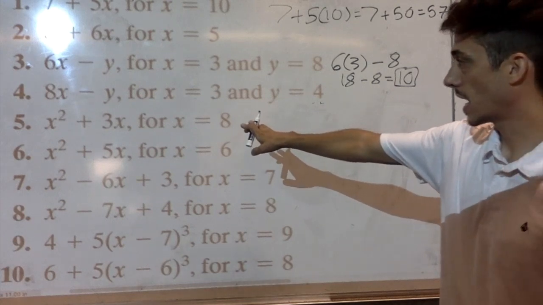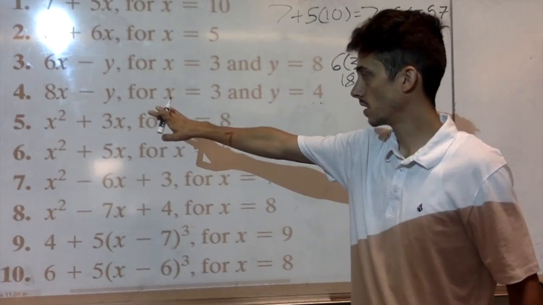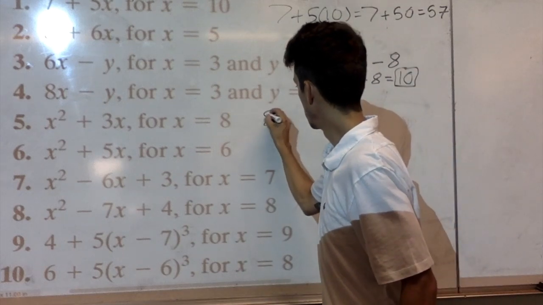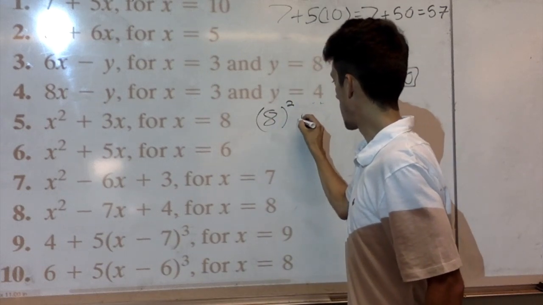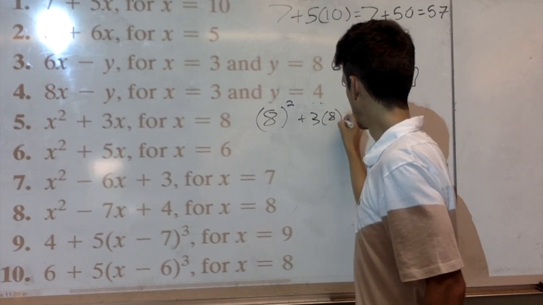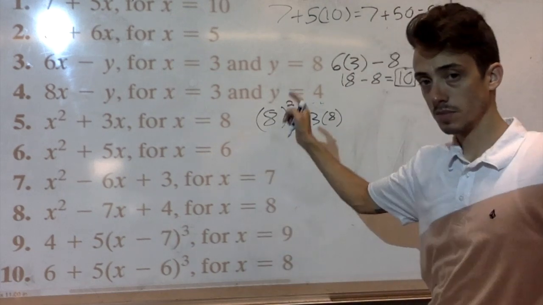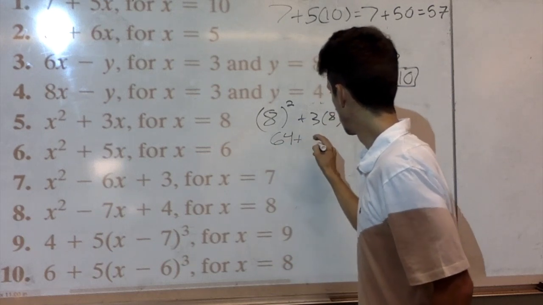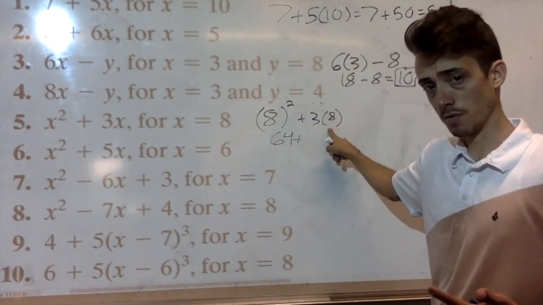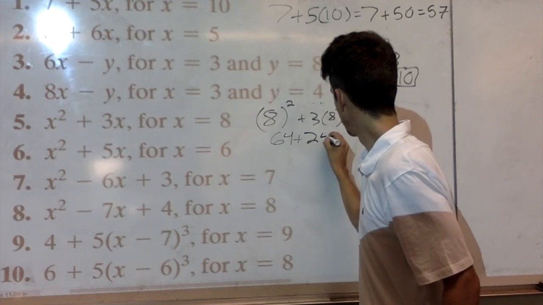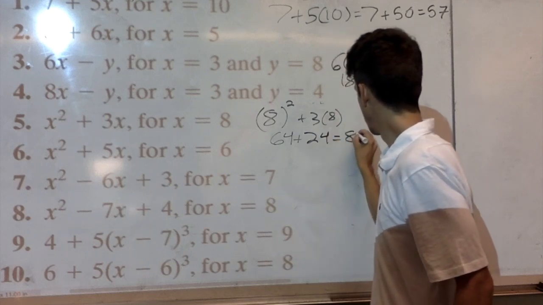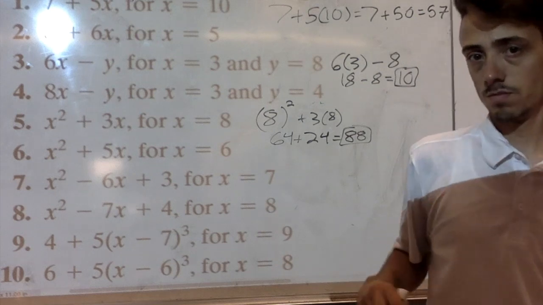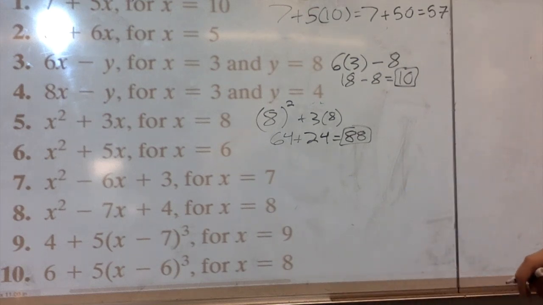For the next one, we have a term with x being squared, so we'll take the same song and dance. We're going to be squaring 8, adding on 3 times 8. 8 squared, remember, is 8 times 8, so that's 64. 3 versions of 8 is going to get us 24. Adding that together and getting 88. Pretty simple for these first few.